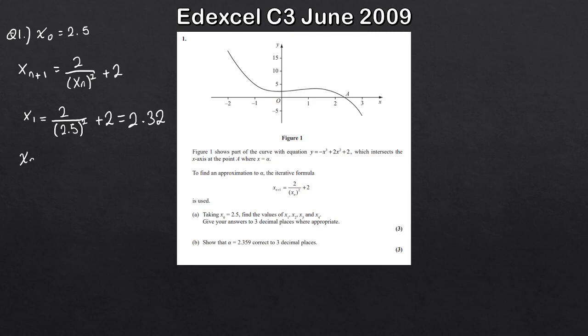x2, again, same process. We want the next term now, so we use the previous term in our iterative formula. So we do 2 again, we divide it by the previous term, which is 2.32, then we square that, and then we add the 2 on. Plug that into your calculator, and to 3 decimal places, what we should get is 2.372.